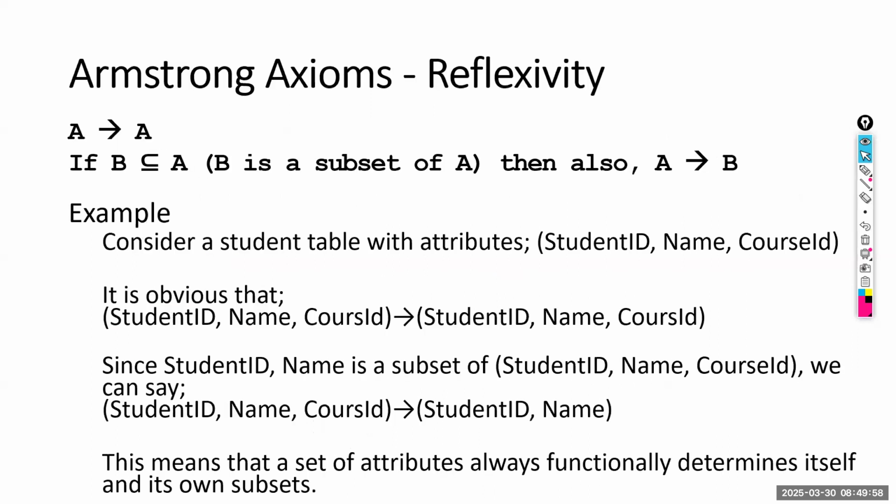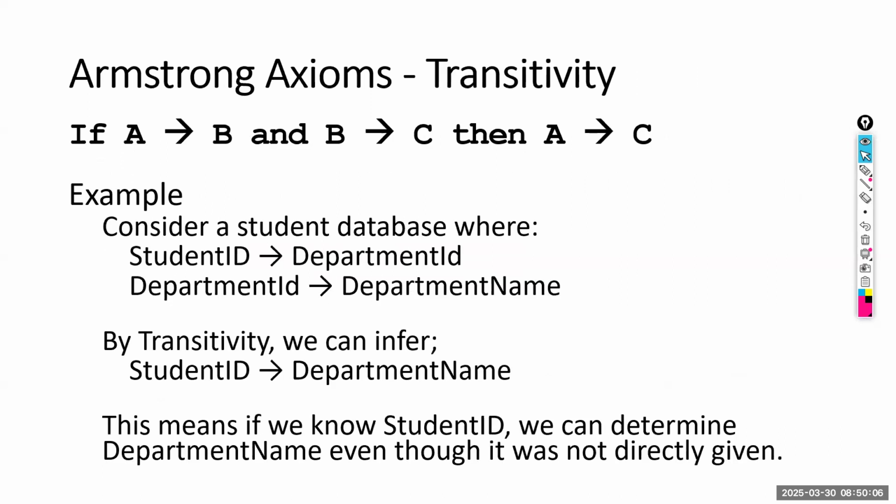Right. So these are some examples for reflexivity. Okay. So we have already discussed this. Transitivity. Student ID determines department ID. Department ID determines department name. So therefore, student ID determines department name. Okay.